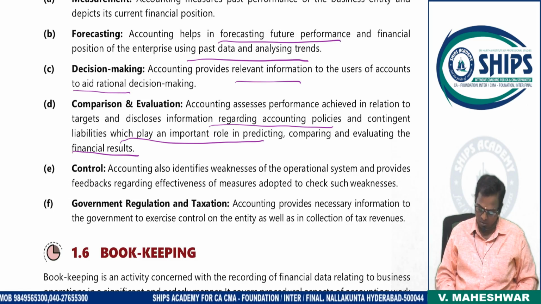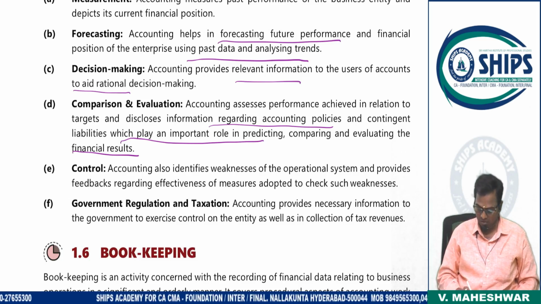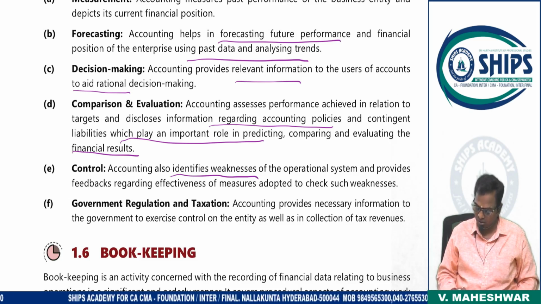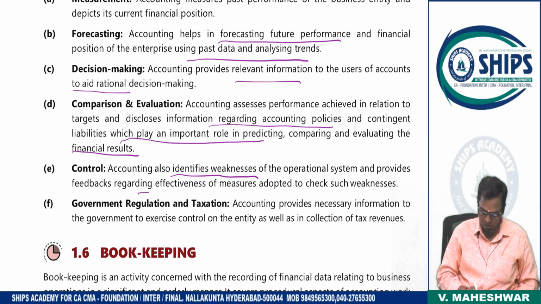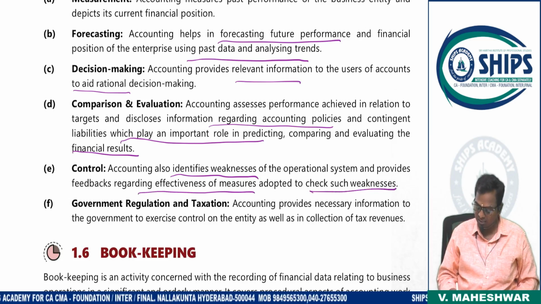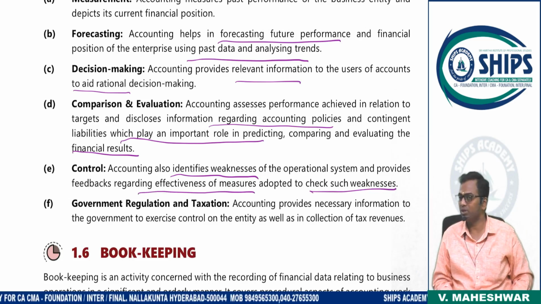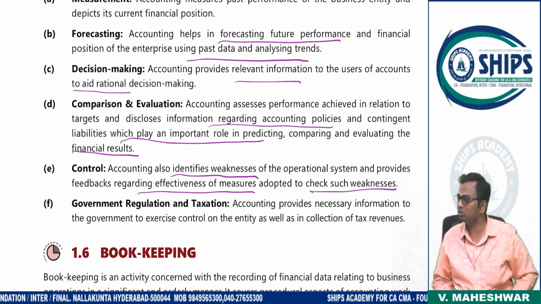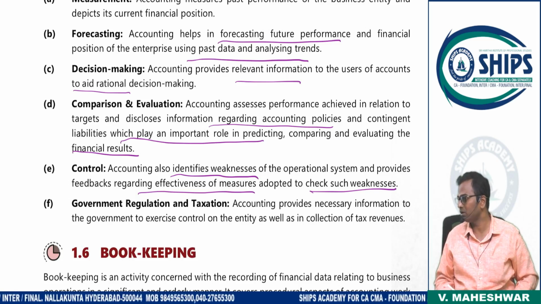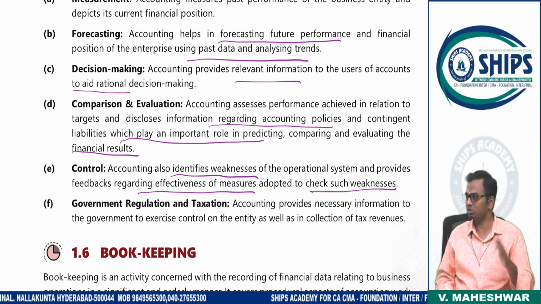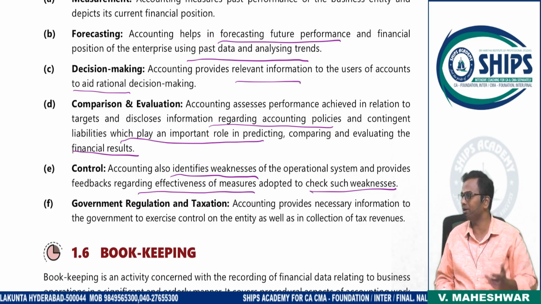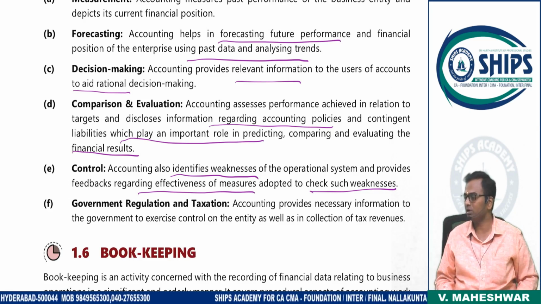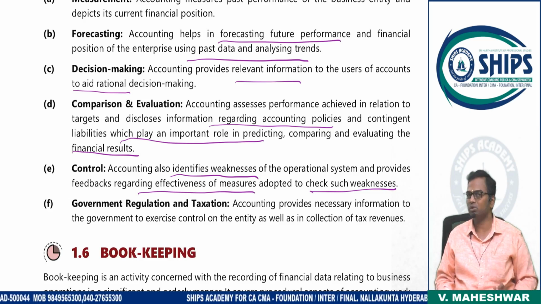And control: accounting also identifies weaknesses of the operational system and provides feedback regarding the effective measures to adopt to check such weaknesses. Why are companies getting into problems, losses? So who will give the ideas to the company, sir? An auditor will give them, sir, comparing last year's balance sheet to this year's. So they innovate new ideas to overcome the weaknesses. What are the weaknesses of the organization?